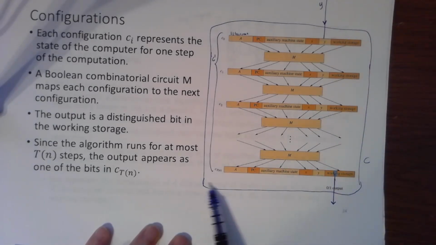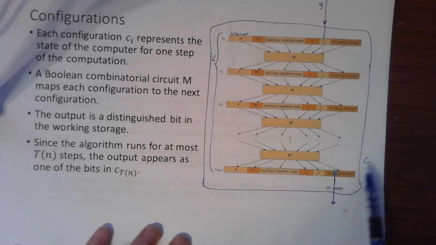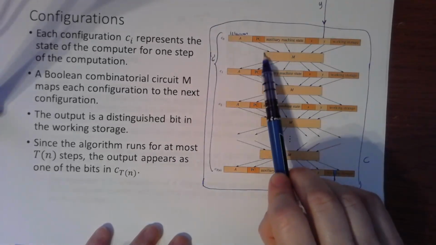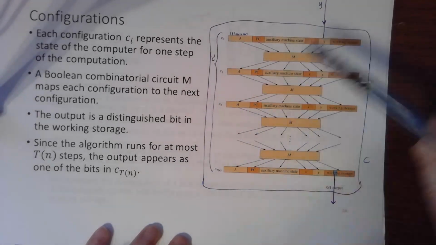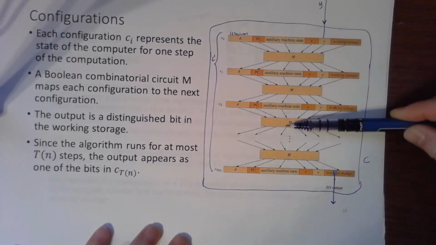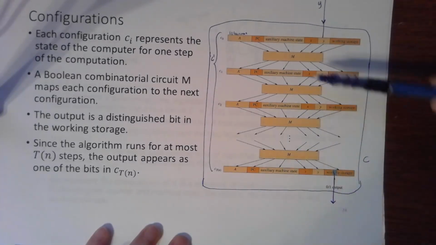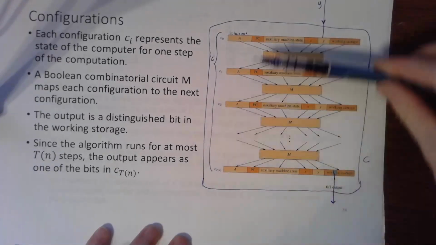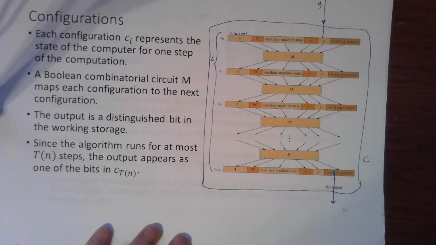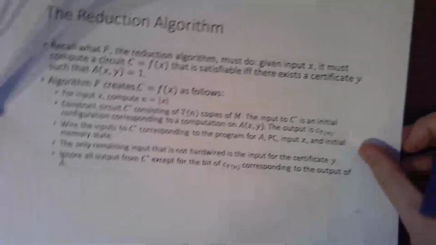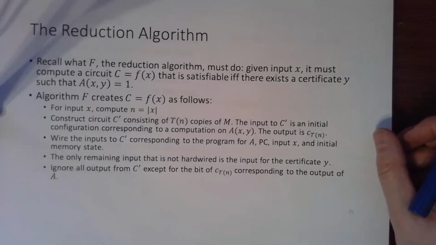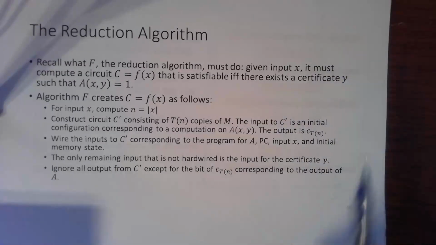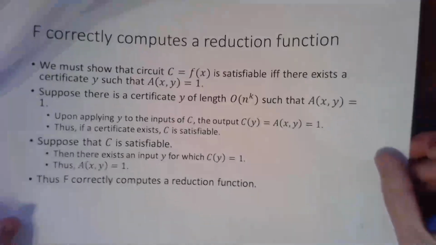Now definitely this is a circuit. We've got wires that connect this circuitry and this circuitry and this circuitry and this circuitry, right? This is just whatever implementation of the machine that it's running on. So this is definitely a Boolean circuit. That's the way that we create that circuit, that reduction.